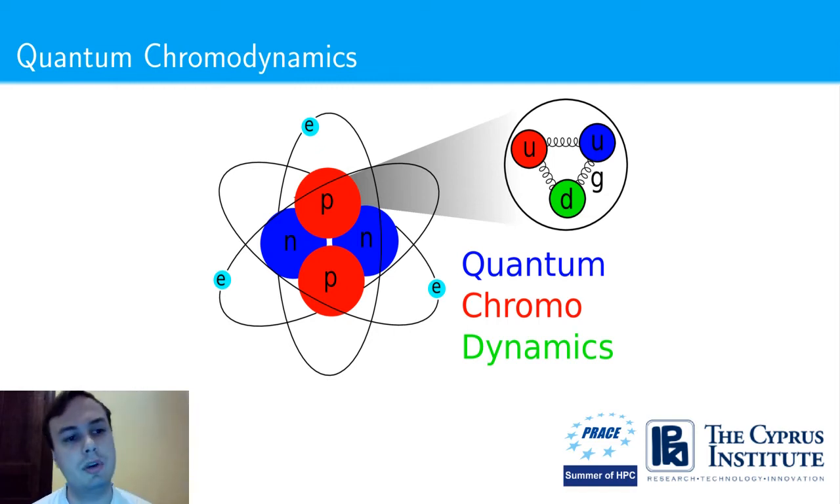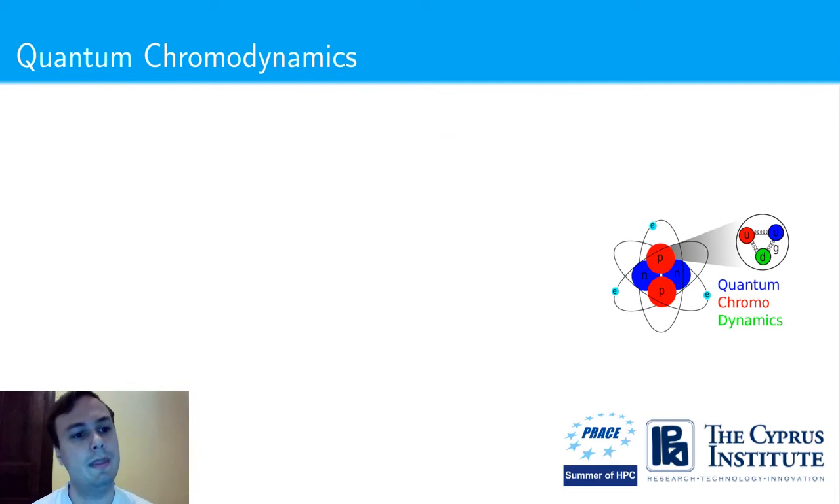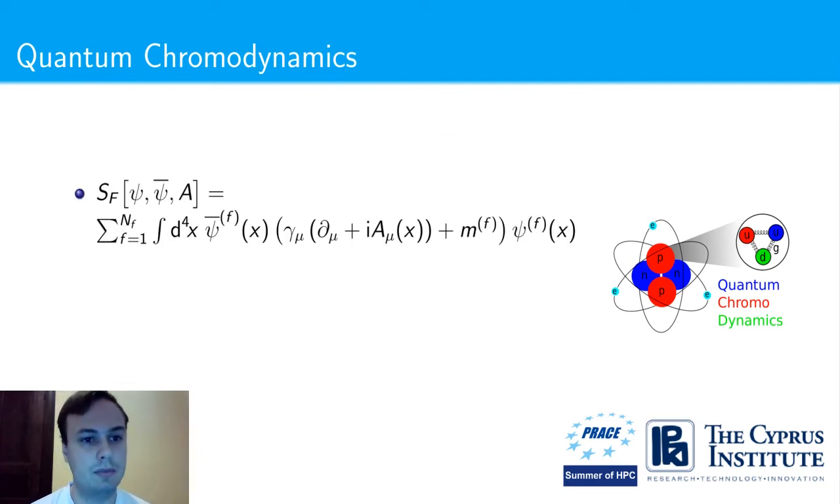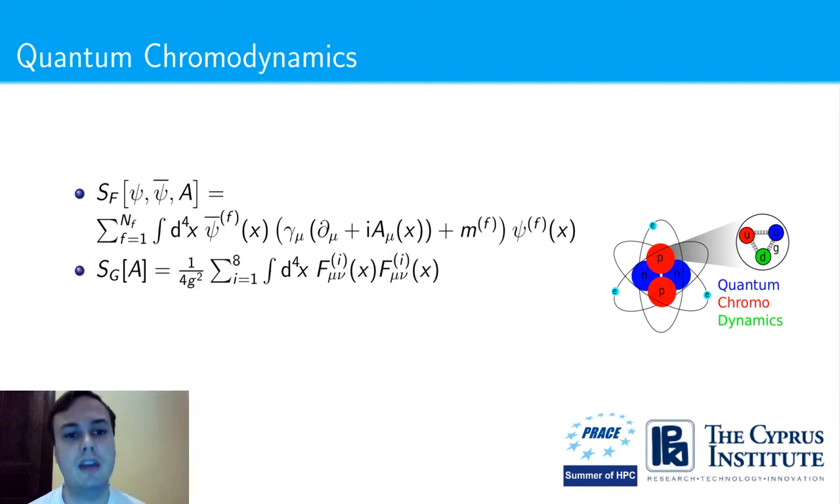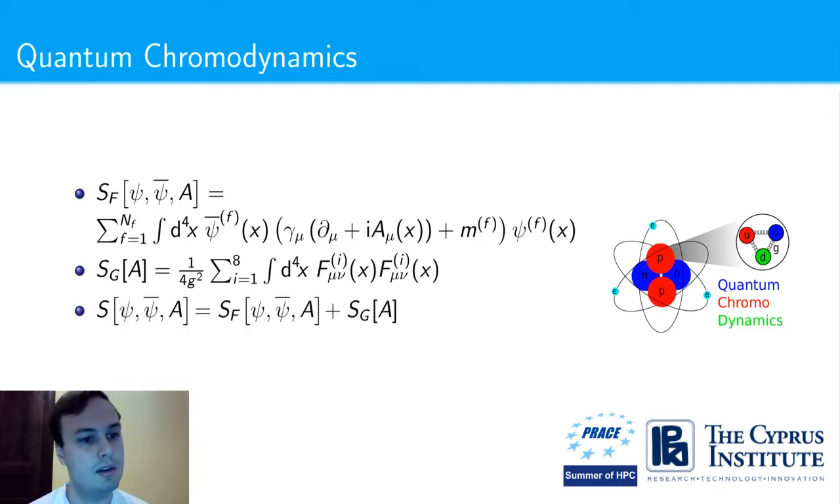So, how do we calculate this? Well, first we have the fermionic action. Quarks are fermions like nucleons are, which looks like this. Then, we also need to consider the gluonic action. Gluons are the interaction particles of QCD, like photons in the electromagnetic force. So, the QCD action is a sum of these. Then, you can measure an observable, like in any quantum field theory, via a path integral.